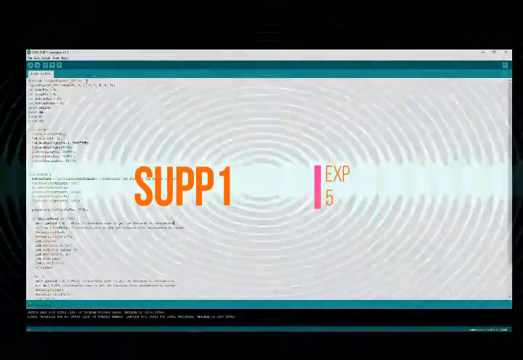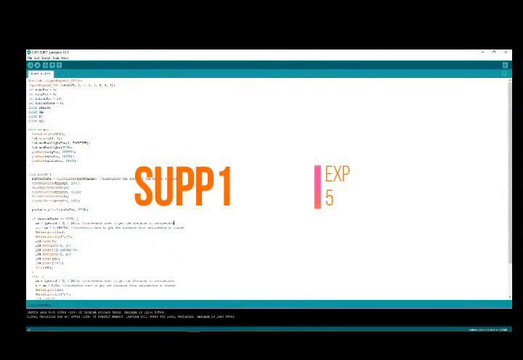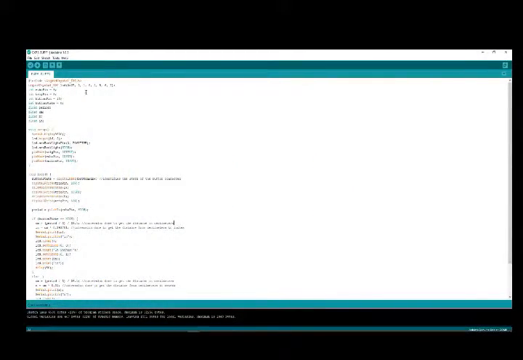Medyo madali. Using ultrasonic sensor and LCD. This portion says #include LiquidCrystal_I2C. This means the library of the LCD with an I2C.